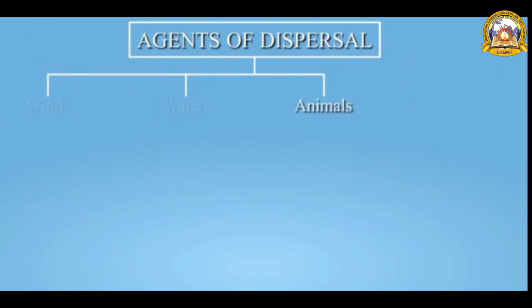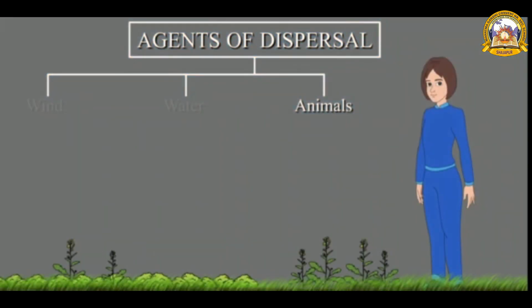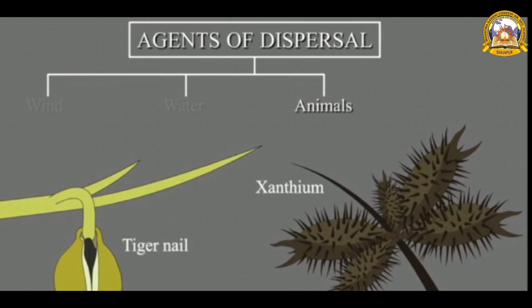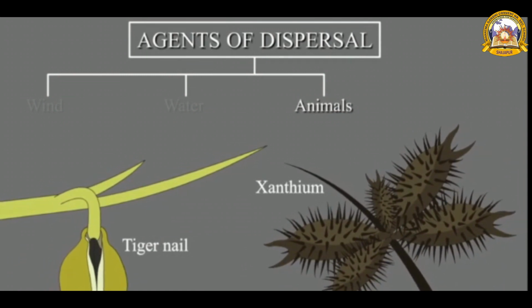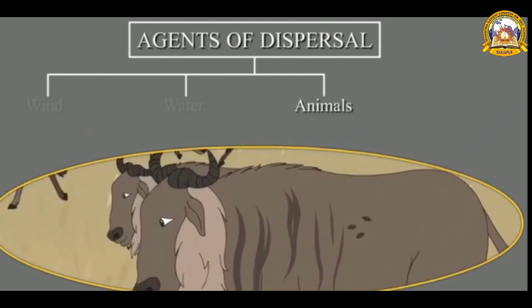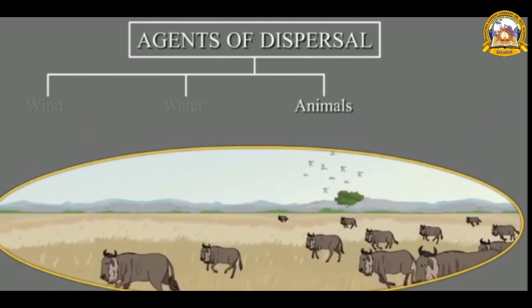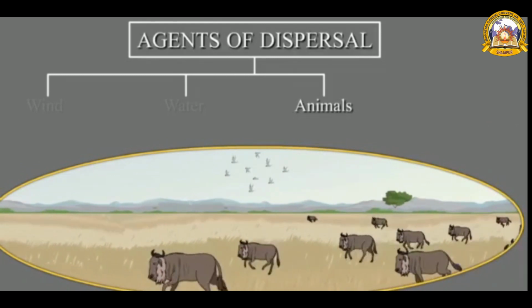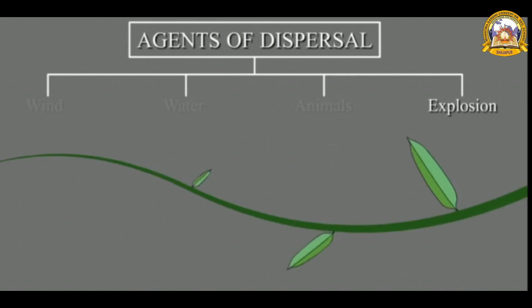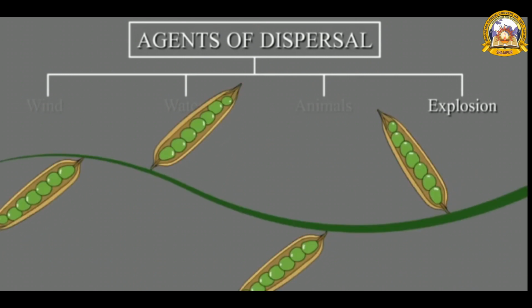Animals as agents of dispersal: human beings and animals eat fruits such as cherries and mangoes and throw away their seeds. Some seeds such as xanthium, speargrass and tiger nail seed have hooks or spines, so they get stuck to the hairy skin of animals and are carried away. Birds swallow some seeds which come out unchanged in their droppings. Dispersal by explosion: some fruits such as peas in a pod burst open or explode when dry. The force of explosion helps to scatter the seeds.